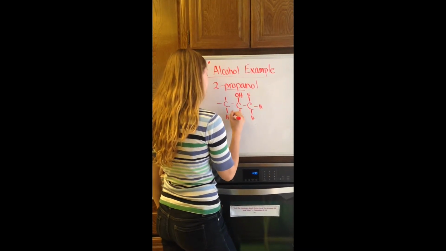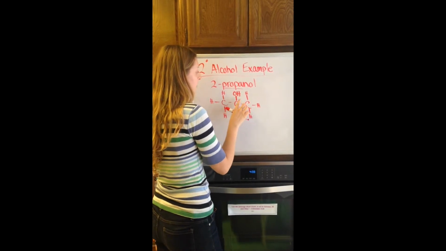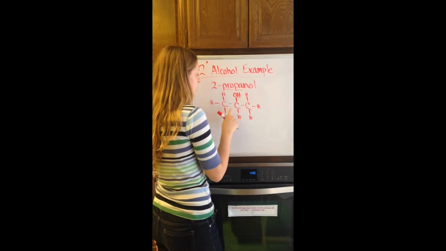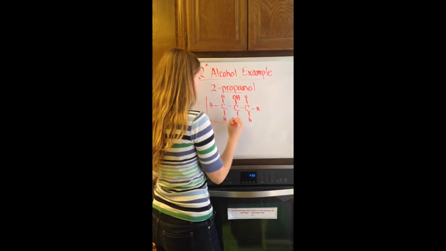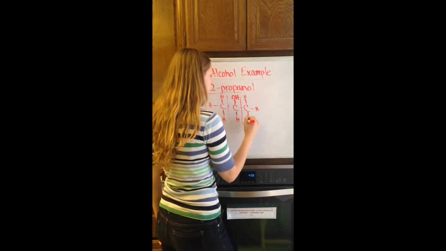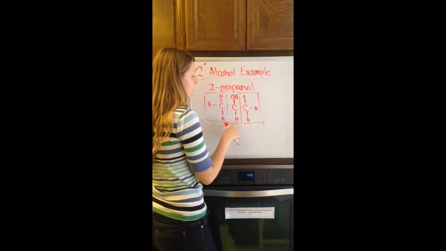And we know that this is a secondary alcohol because the alkyl carbon that's attached to the OH has 2 R groups. Here's one over here, and one over here, and then it's just attached to one hydrogen atom.